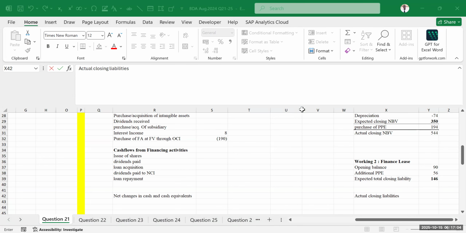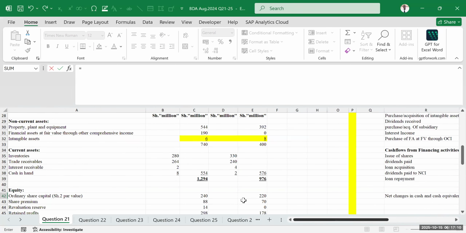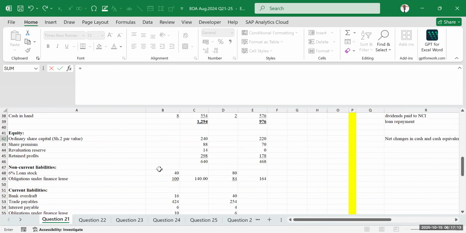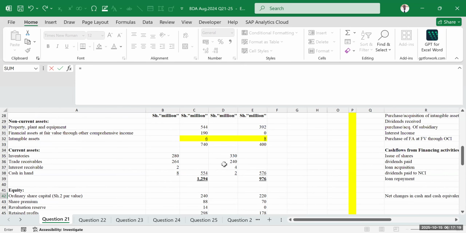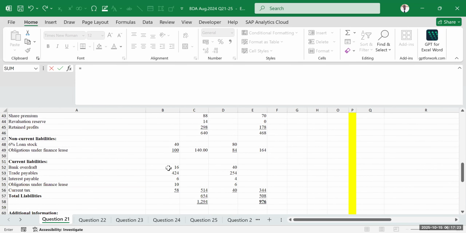All right. So there was this actual closing liability. We get it from the statement of financial position, and they go together the same way deferred tax and current tax go together. I told you they go together. This is the same way we are also picking on this. So we pick the closing liability for 2023 under non-current liabilities.